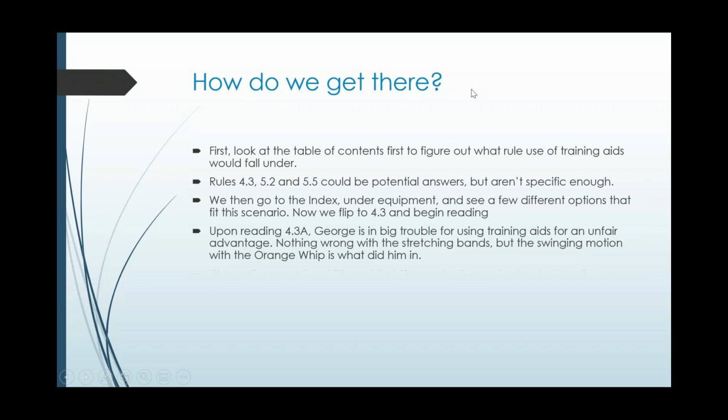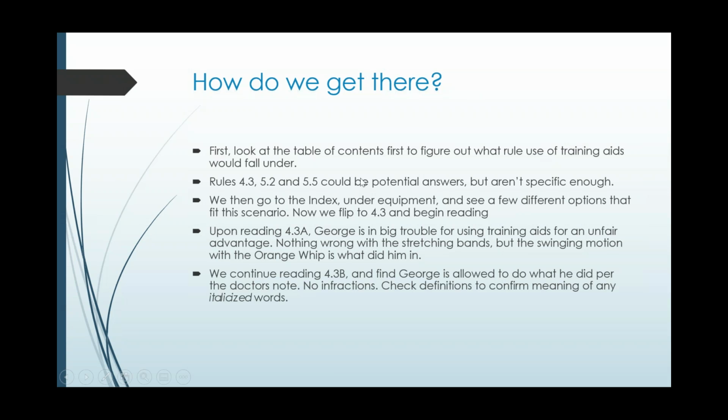So from there, we will continue reading the 4.3b, and we'll then find out that there is a medical exception, and that says a player is not in breach of Rule 4.3 if he or she uses equipment to help with a medical condition, so long as the player has a medical reason to use the equipment and the committee decides that its use does not give the player any advantage over other players. So seems pretty clear as day right there.